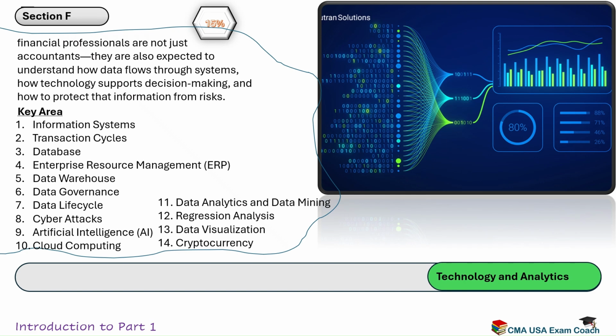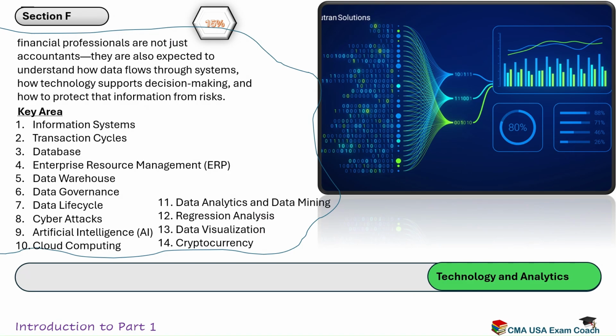Next, cryptocurrency. Finally, we'll touch on cryptocurrency, a modern digital form of money based on blockchain technology. You'll learn how cryptocurrencies work, why they are considered risky assets, and how they are treated under accounting standards.